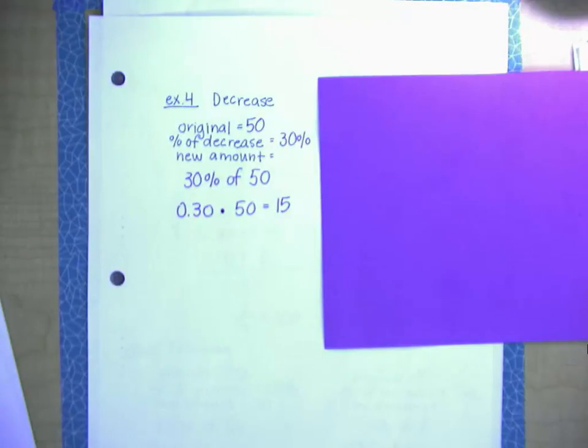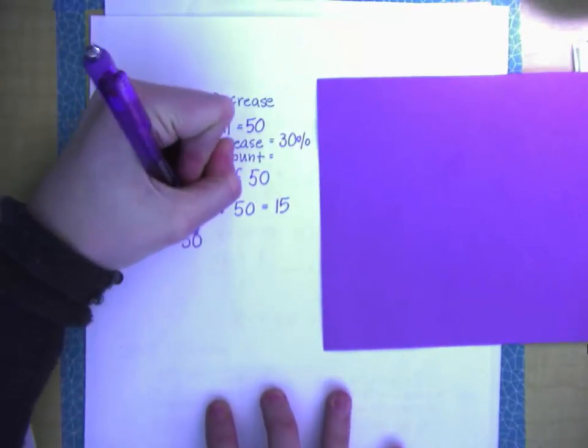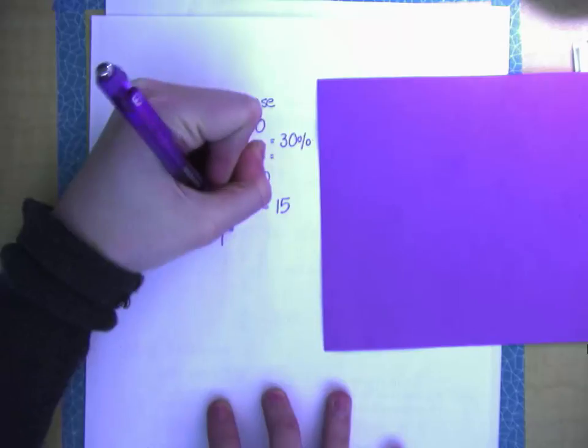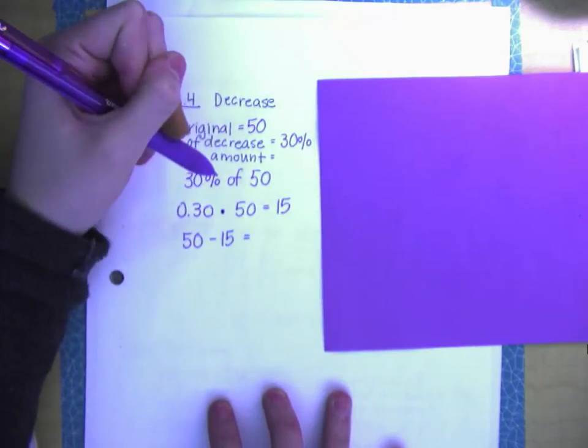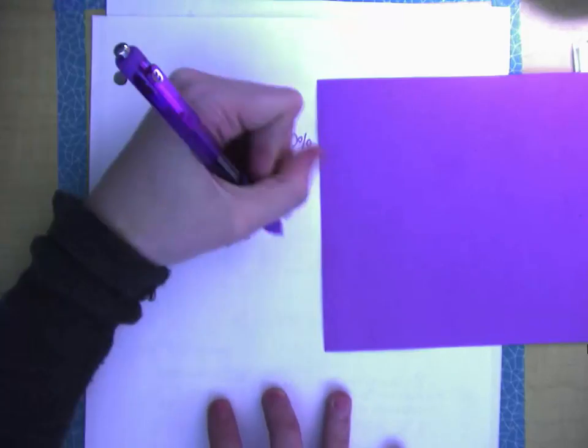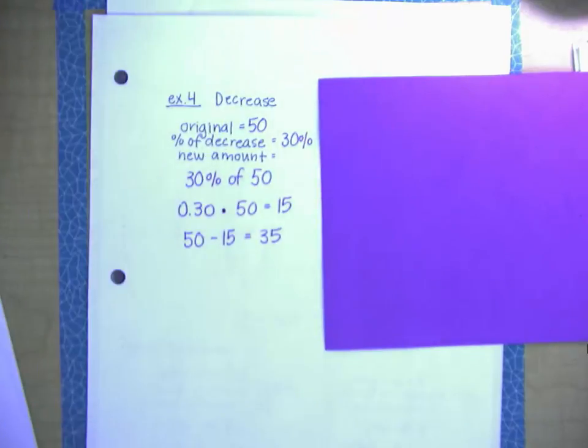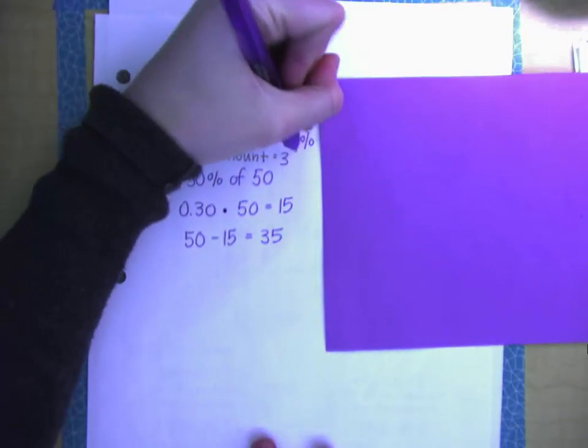All right, so let me ask you. Before, we were increasing by a certain percent to find our new amount, but now we're decreasing. So how am I going to find my new amount now? Yeah, instead of adding, we're going to subtract. So I'm going to take 50 minus 15 because we're decreasing by 30%. So we've got to take that 30% away. And what will that give me? So your new amount would be 35.